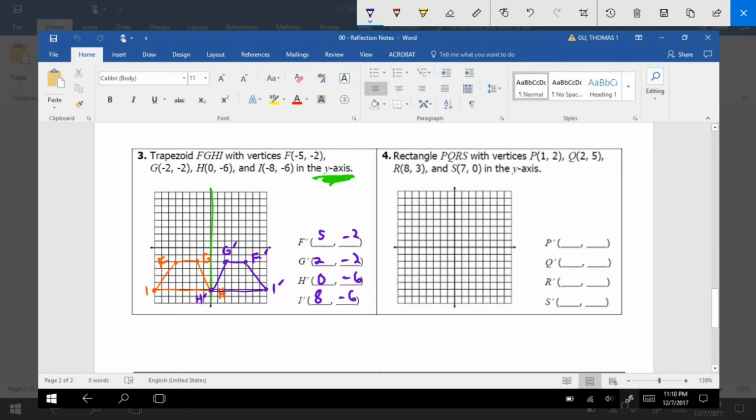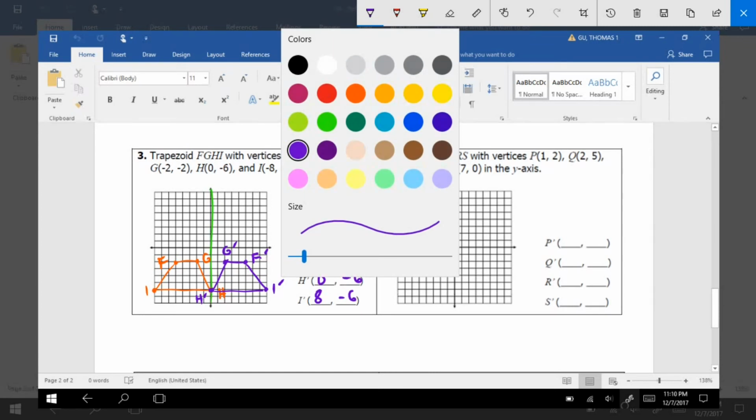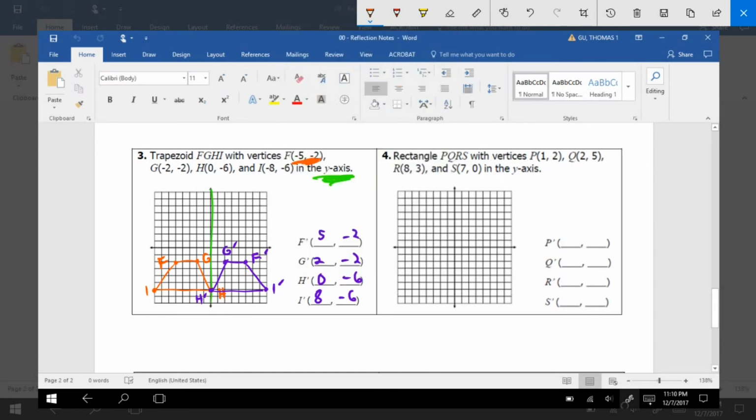Okay, now let's compare this to our original values. Originally, F was (-5, -2), and F prime is (5, -2). G is (-2, -2), G prime is (2, -2). H is the exact same as H prime because it started on the y-axis anyways. And I originally was (-8, -6), and I prime is (8, -6). So do you guys see what's happening right here? If you said that all the x values have been negated, then you are right. And that is the rule for reflecting over the y-axis.